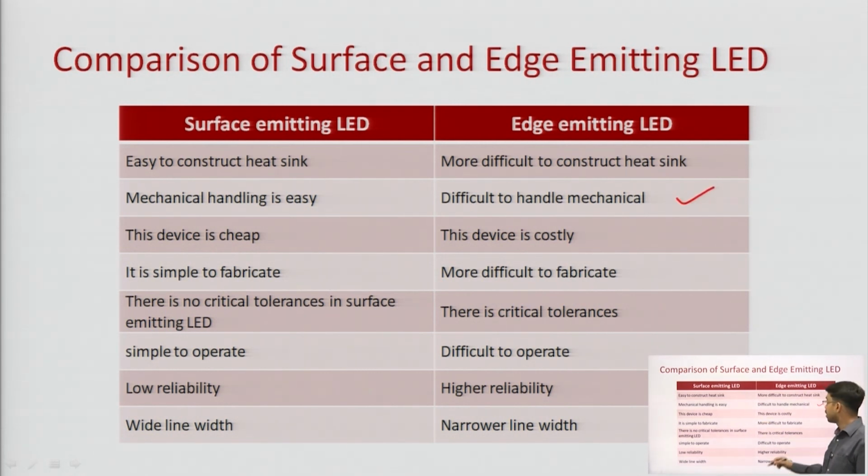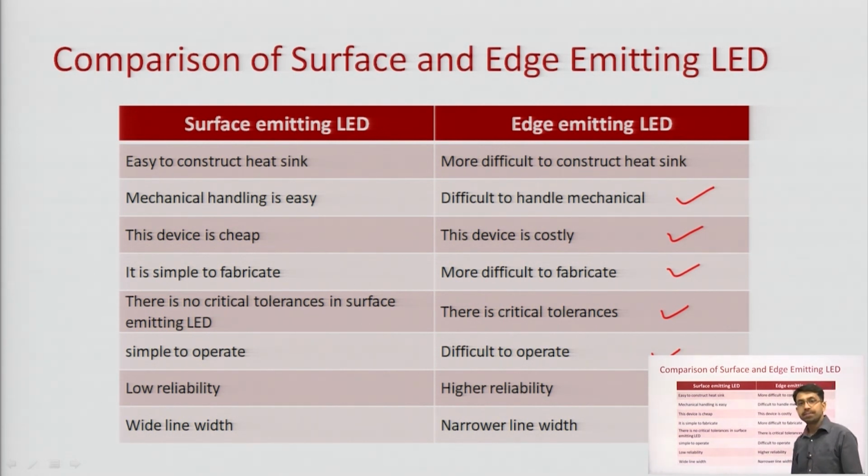Surface emitting LEDs are cheap in comparison to edge emitting LEDs. Because they are simple to fabricate, that is why they are also cheaper. Edge emitting LEDs are difficult to fabricate, it is difficult to fabricate a heat sink also. It is difficult to handle them. There are no critical tolerances in surface emitting LED, in edge emitting LED there are critical tolerances. Again, surface emitting is simple to operate, edge emitting is difficult to operate.